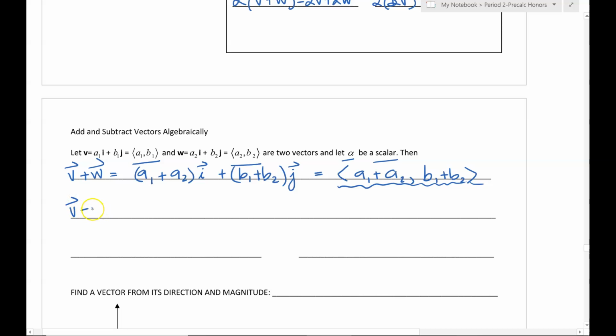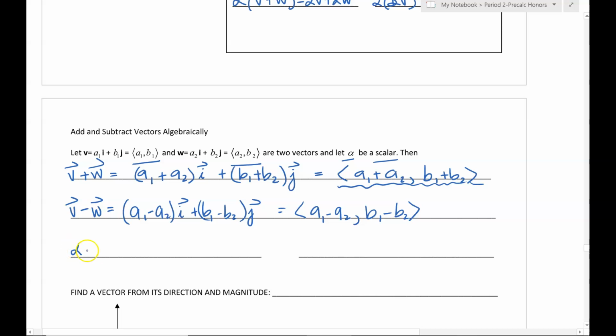Let's do v minus w, very similar. We get a1 minus a2 in the i direction plus b1 minus b2 in the j direction. Now if we do not care about direction, we write a1 minus a2, and then b1 minus b2, just like that.